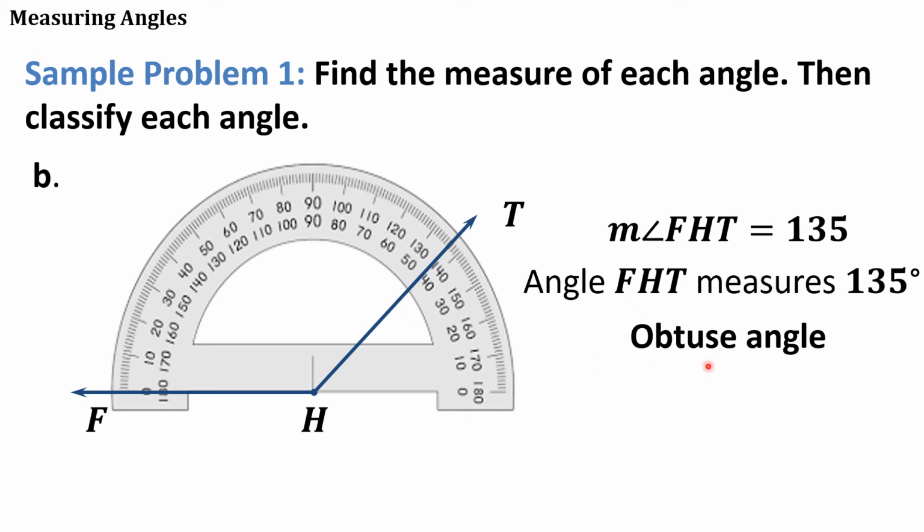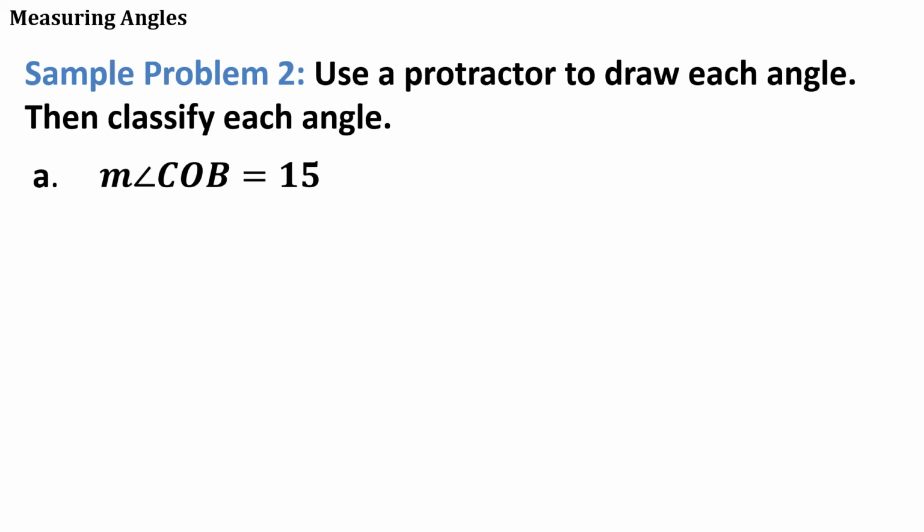And if it's 135, then that angle is going to be an obtuse angle because it's going to be greater than 90 degrees, but not greater than 180. Now use a protractor in your notebook and try to draw each angle and then classify them.